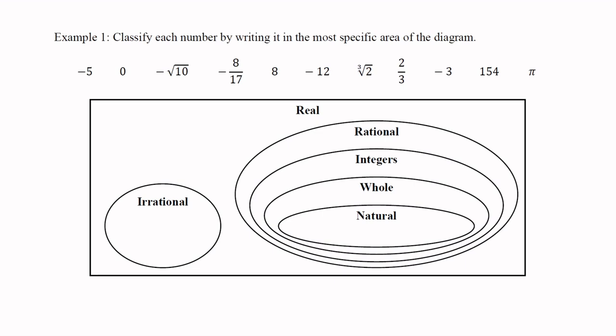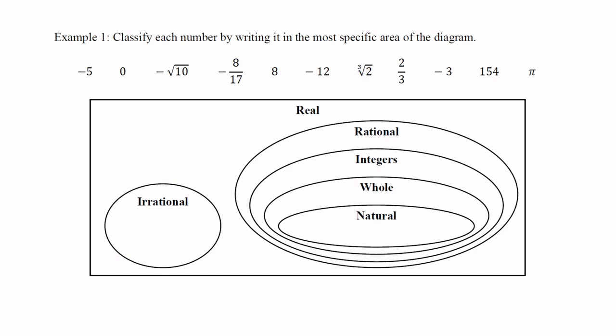So let's do a couple of examples. The first one, we're going to use that diagram, and we're just going to place each of these numbers into the most specific area of the diagram. What is the most specific way that we can describe these numbers?